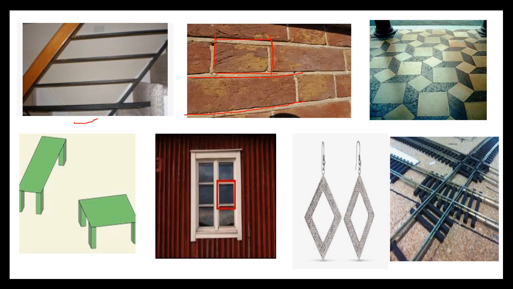Now next we have some tiles. We have parallelograms on tiles also. The surfaces of tables and benches, we have parallelograms there. Windows, we have parallelograms. Here you can see the earring where the shape is in the form of a parallelogram. It's a rhombus, a special parallelogram. And the railways also, where they cross each other, that is also a parallelogram, and they form a square, a special parallelogram. So these are some real life examples of a parallelogram. I hope you can explore more real life examples.